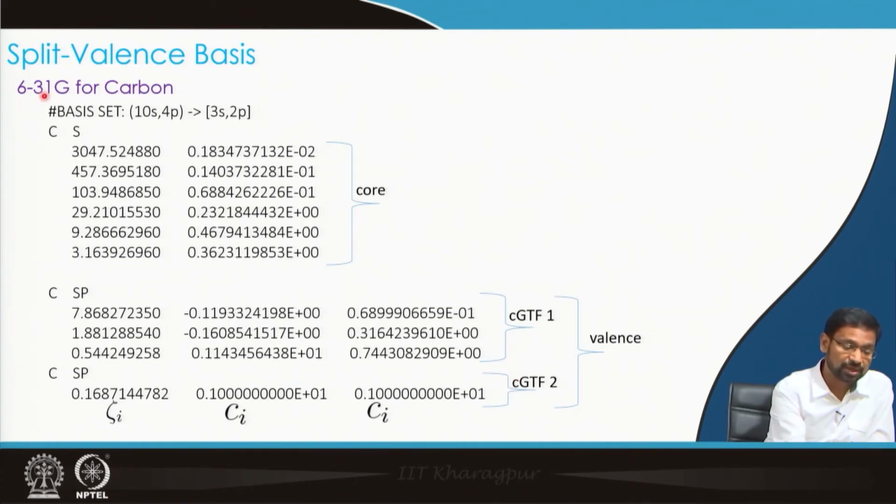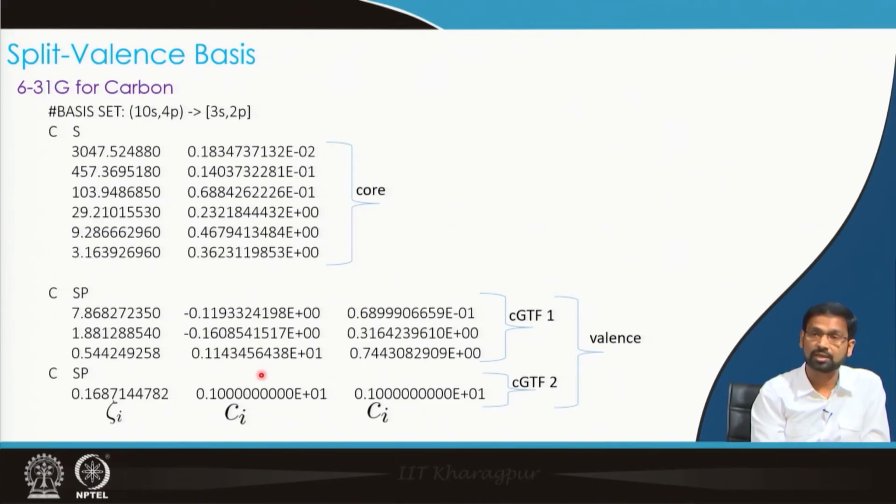How do I know that? Because the first Slater type function of the split valence is being expressed in terms of 3 Gaussian functions. So, you have 3 Gaussian exponents, 3 coefficients for 2s, and 3 coefficients for 2p. The second Slater type orbital is being expressed in terms of only 1 Gaussian function. So, again it is another Gaussian function.